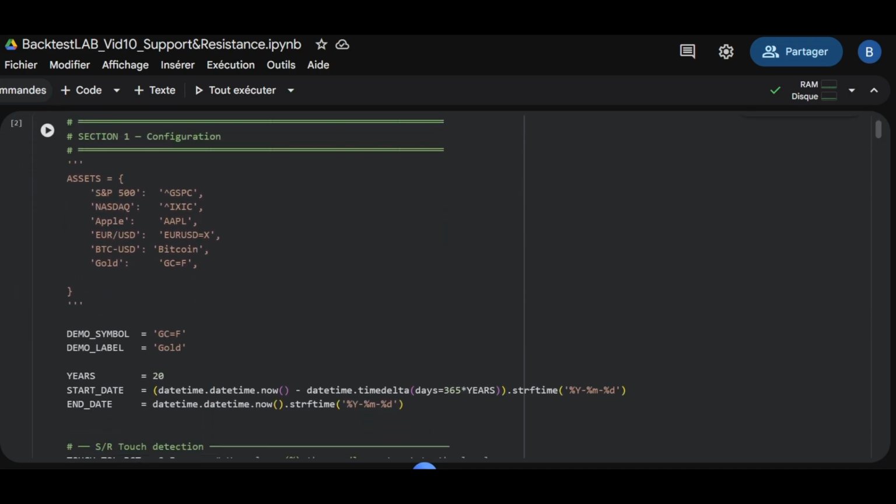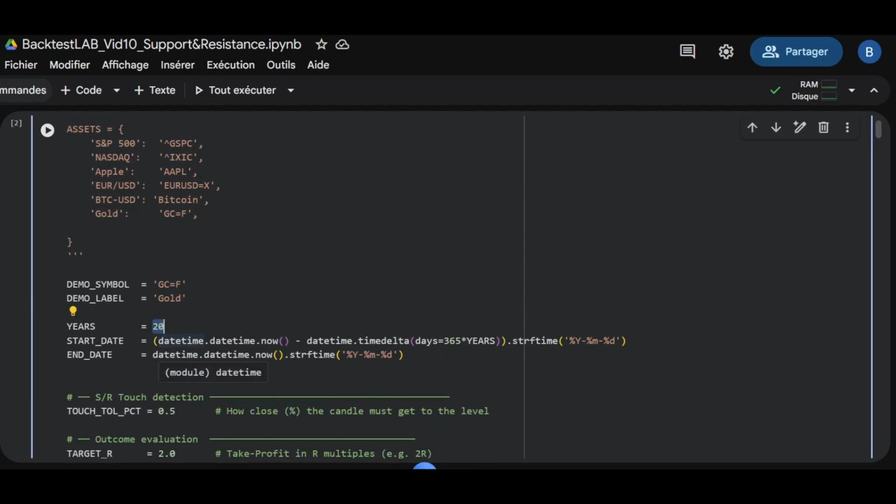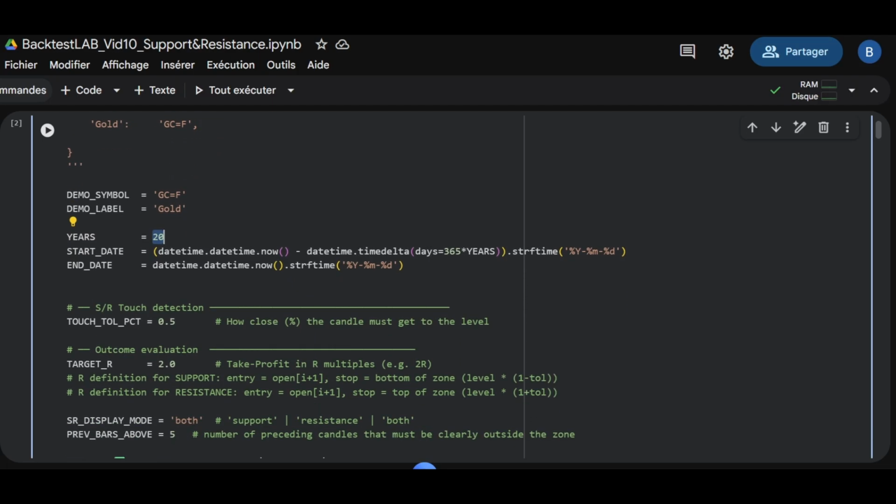And these are our main variables that you can configure. The first variable is going to be about the assets. We are running the backtest on 50 assets. However, for illustration, we are using the gold and we are getting 20 years of data. We are using only daily candles. If you want to use weekly candles or by hour, you can change this parameter.